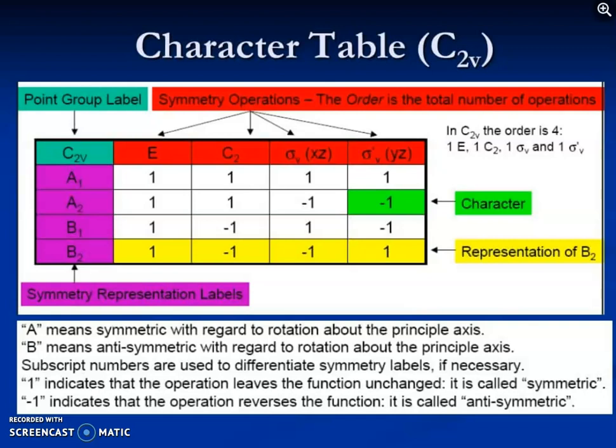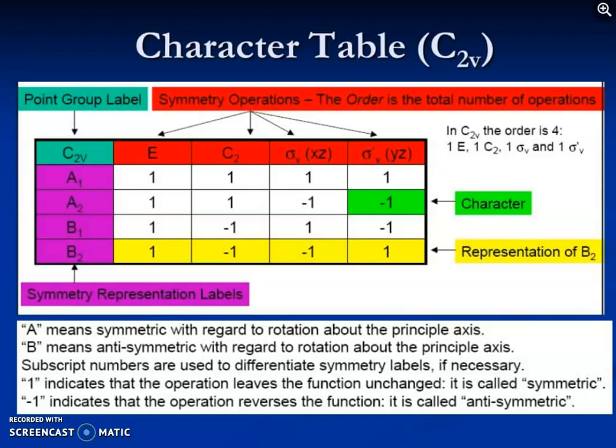Symmetry operations, the order and the total number of operations. A1, A2, B1, B2, symmetry representation labels. And then you can see in yellow the representations of B. Then you can see the characters in C2V, the order is 4 because 1 E, 1 C2, 1 sigma V, 1 sigma V prime. So E, C2, sigma V XZ, sigma V YZ.